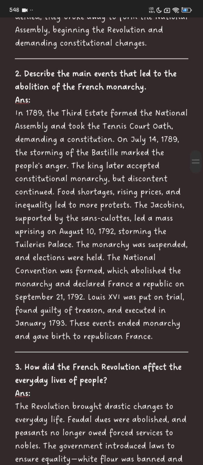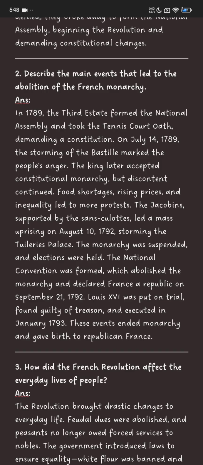Number 2. Describe the main events that led to the abolition of the French monarchy. In 1789, the third state formed the National Assembly and took the Tennis Court Oath, demanding a constitution.